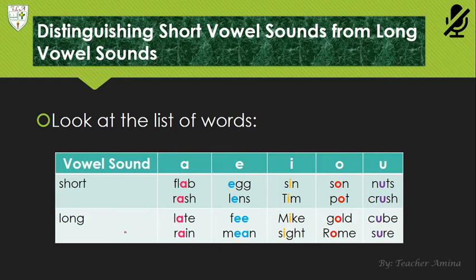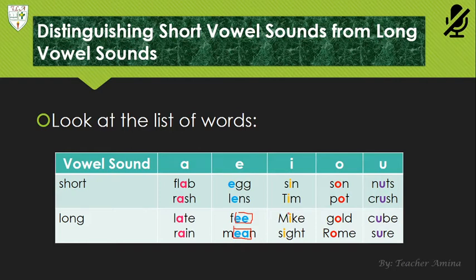For long vowel sounds, we have here some examples. For A sound, late and rain. For E sound, pea and mean. For this one, why are the 2 letters highlighted? Okay, the 2 letters are sounded as one sound. So it's an E sound, and this one also is an E sound.